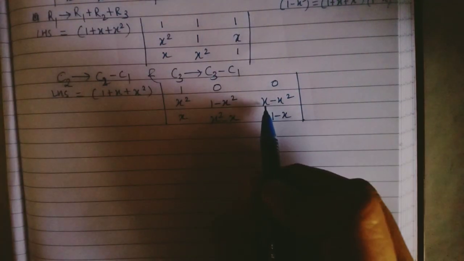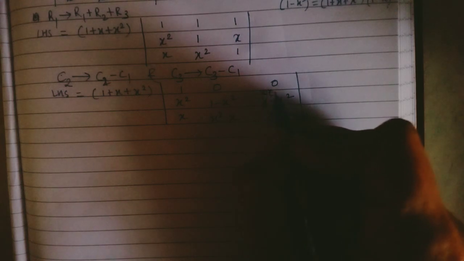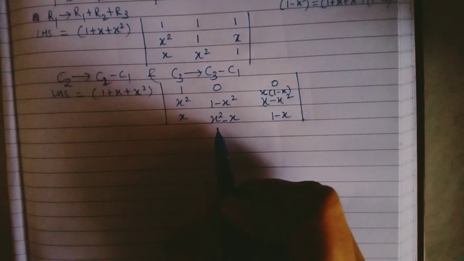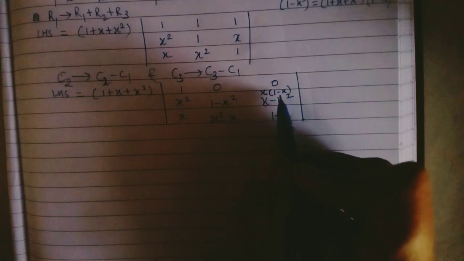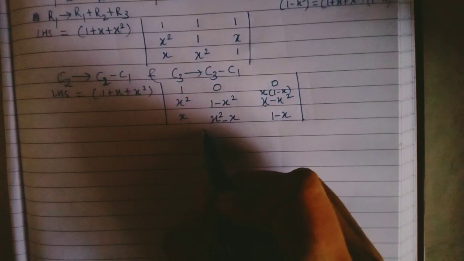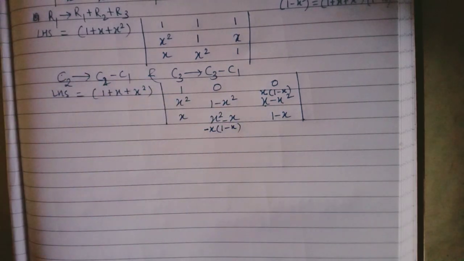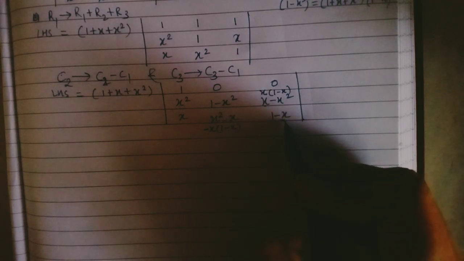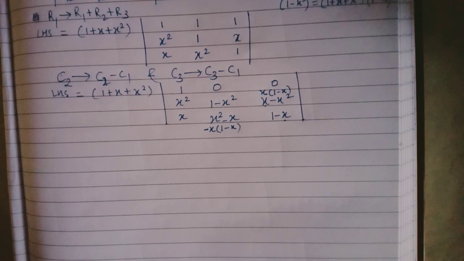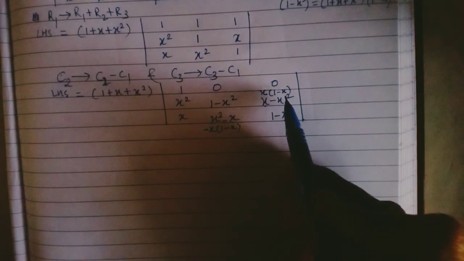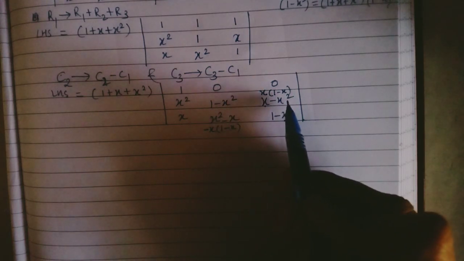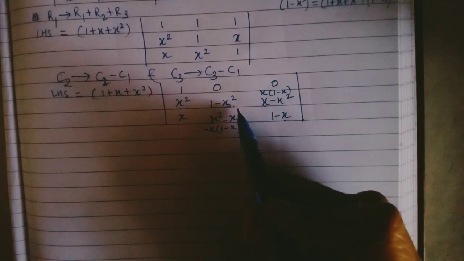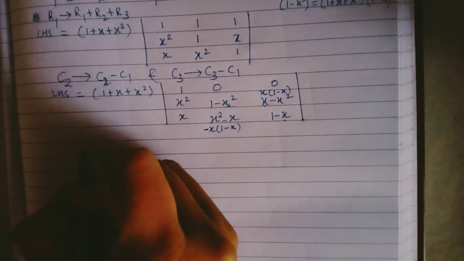Okay, so if you take out x common here, what you will get? 1 x 1 minus x, right? And here also if you take out x common, okay, this is 1 minus x, so here you will have to take out minus x common, so you will get 1 minus x. So you can take out 1 minus x from this column. And if you want to take out from here 1 minus x, then 1 minus x square can be written as, so I'll write again.